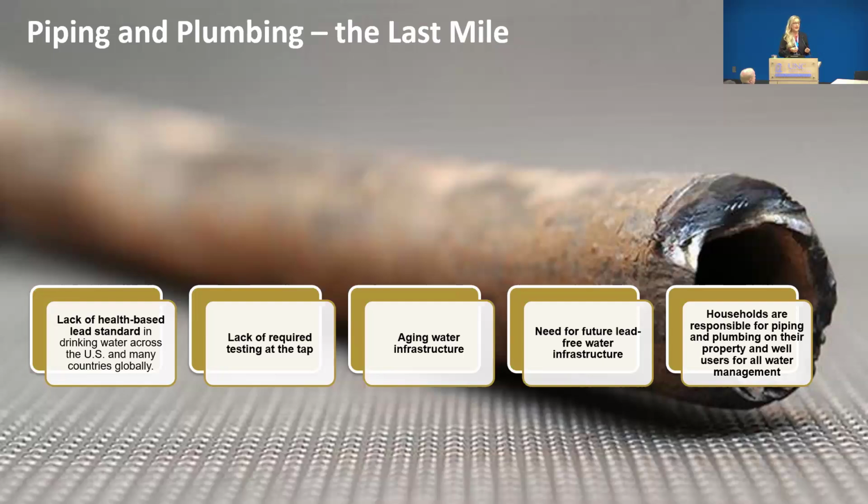We still have a lack of a health-based standard in drinking water in the US and globally, despite knowing there's no safe level of lead exposure. There's still a lack of required testing at the tap for every tap. We need a future lead-free water infrastructure plan that really gets the lead out of everything. Lead service lines aren't the only thing that contain lead. Even once we remove the service lines, we've seen from our data that there's an allowable level of lead in other fixtures, piping, plumbing, and solder. So we have to address that, and we have to help households that are on private wells.